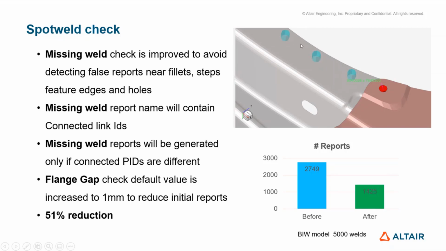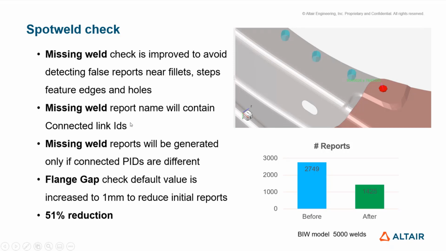Now this was creating lots of false reports as well. Sometimes these spot welds were coming close to a fillet or a step or near to a hole. So the core team has helped us to tune all these things and created a new API. In addition, we also implemented some filters inside the function. With that, we are able to increase the performance and decrease the false reports.